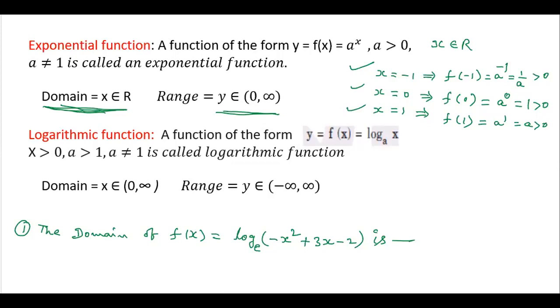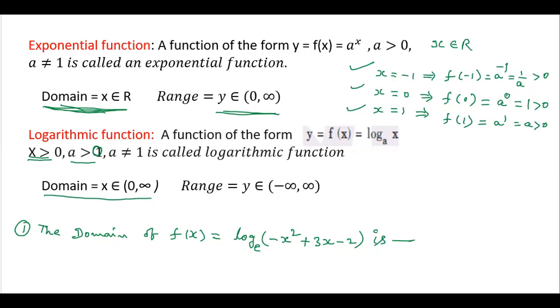a, where x greater than 0 and a is also greater than 0 and a not equal to 1, is called a logarithmic function. A function of the form f of x is equal to log x to the base a is called a logarithmic function. x is greater than 0, a is greater than 0 and a not equal to 1. Okay, logarithmic function is not defined for negative values and 0. The logarithmic function exists only for positive values. So the domain of the logarithmic function is only positive values, that is 0 to infinity open interval.